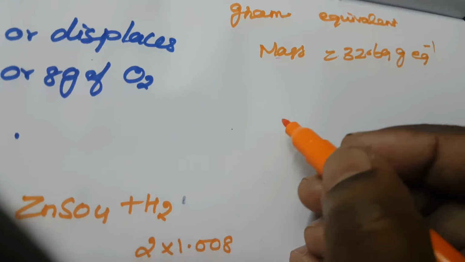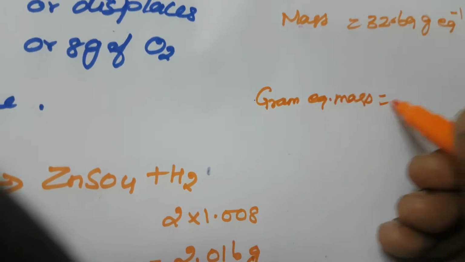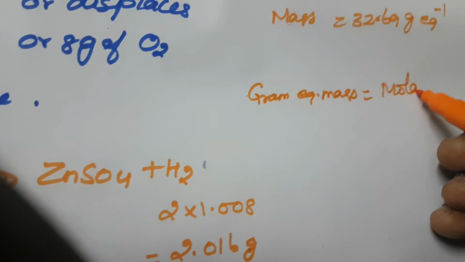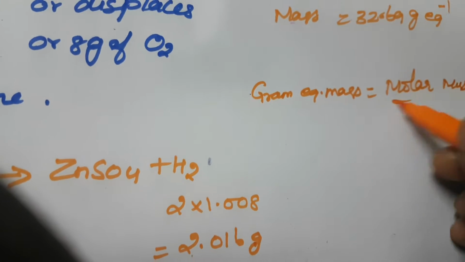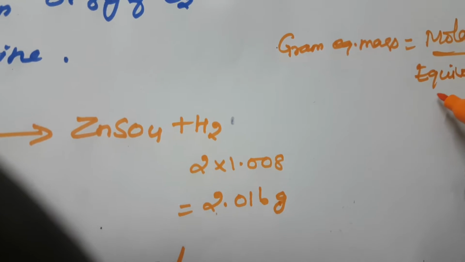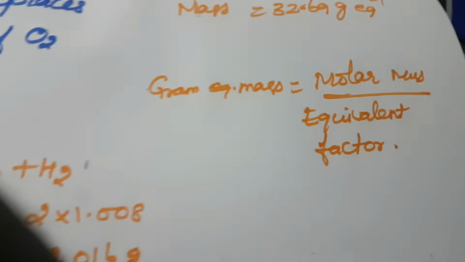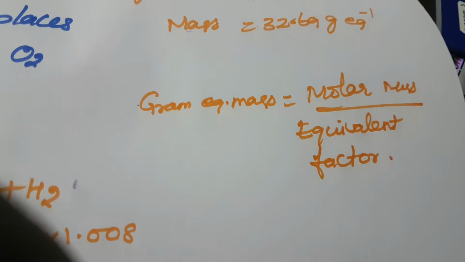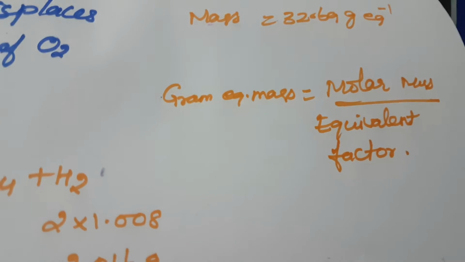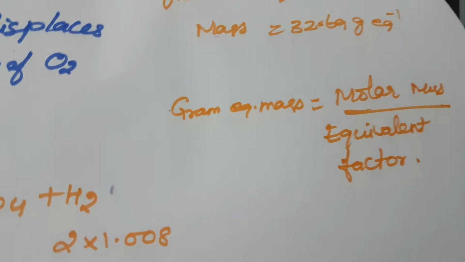Gram equivalent mass is equal to molar mass divided by equivalent factor. Next we are going to see what is meant by equivalent factor. Gram equivalent mass is molar mass divided by equivalent factor. What is meant by equivalent factor? The equivalent factor is based on the basicity or acidity of the given element.